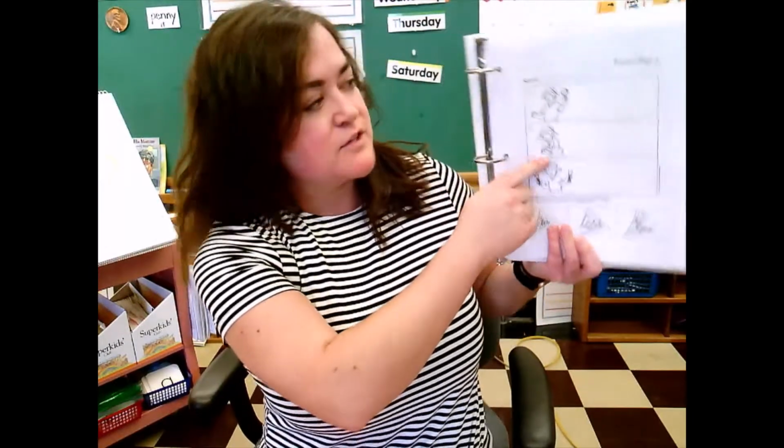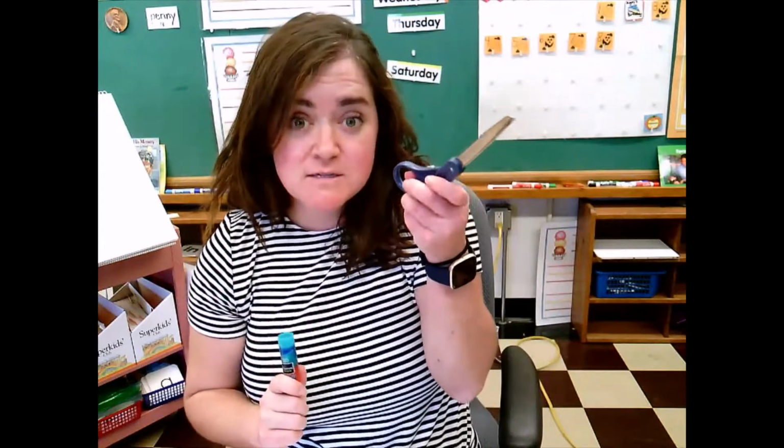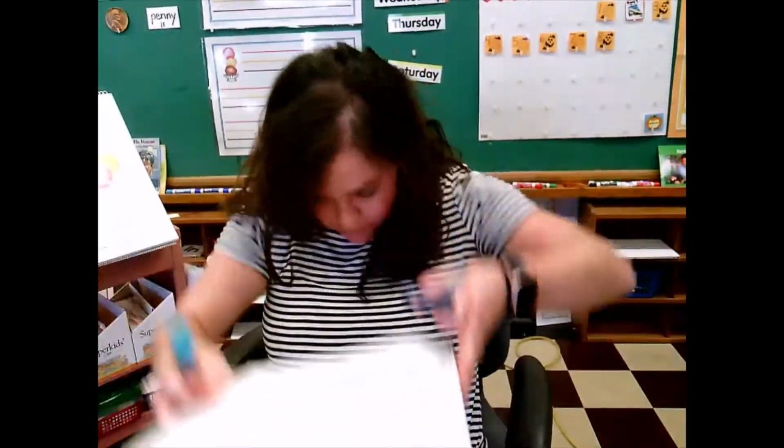Your practice page for Alf's book is in your binder, and it should be this one that looks like this. It says practice page 4, and it's got 3 pictures of Alf. So you're going to take that out of your binder. You'll also need a glue stick, a scissors, and a pencil.